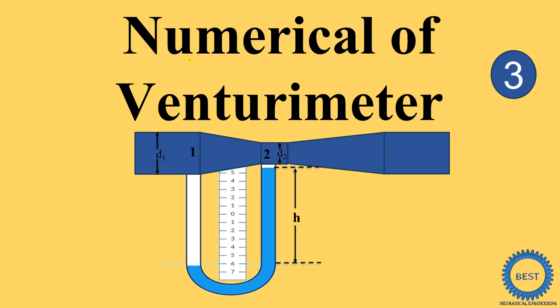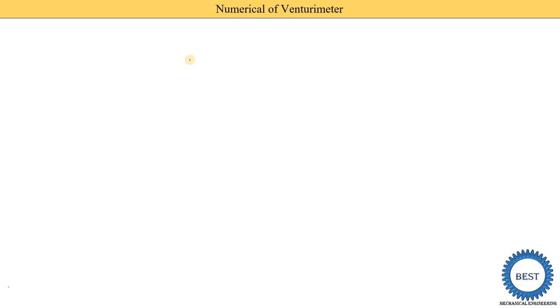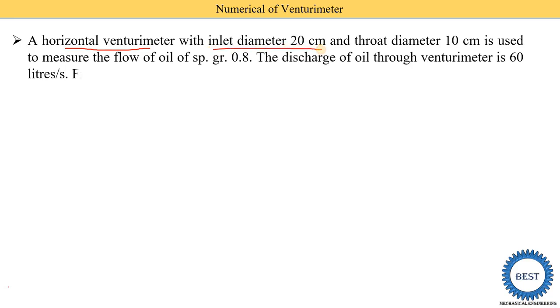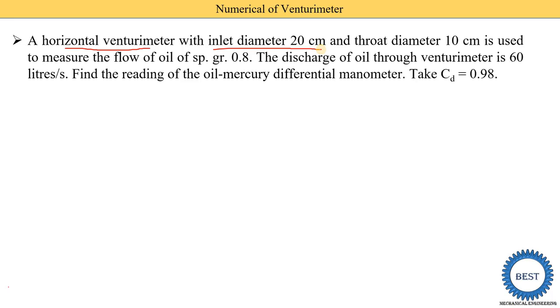In this video, we solve the numerical of Venturimeter. So first we understand the problem statement. A horizontal Venturimeter with inlet diameter 20 centimeter is given. Inlet diameter D1 is 20 centimeter. Throat diameter 10 centimeter, means D2 is 10 centimeters.